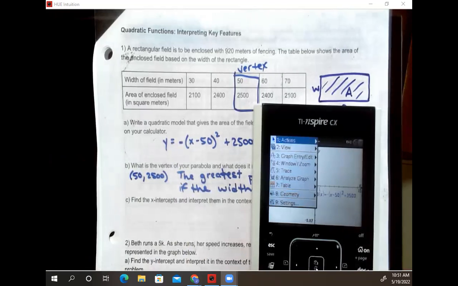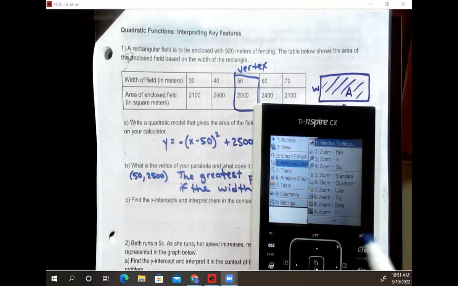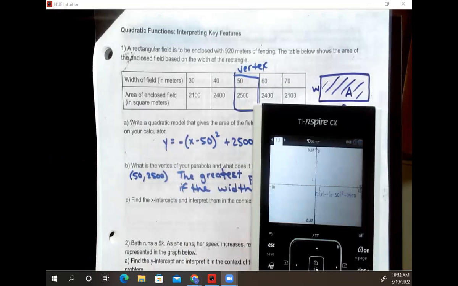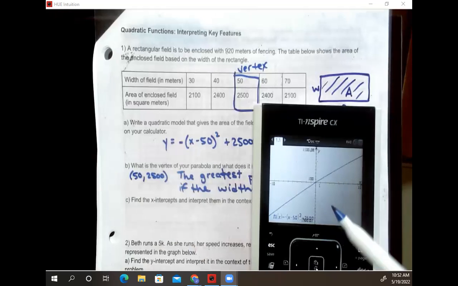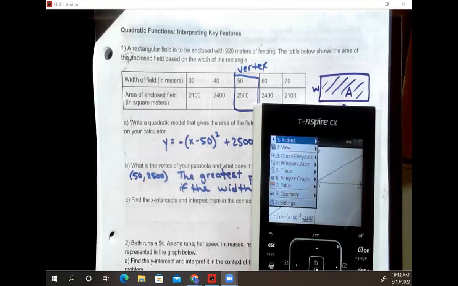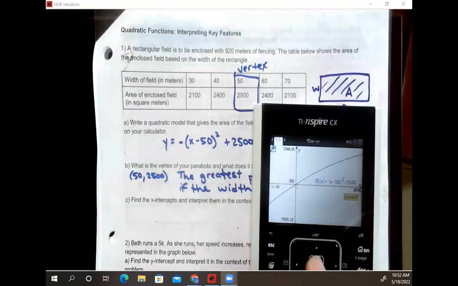So menu, window zoom, and I like zoom fit as a starting place because it scales my graph. Now in this case, zoom fit still isn't giving me the best picture. I can kind of sort of see how it's starting to curve a little bit, but I'm going to need to zoom out a little bit from here. So zoom out. I want the center of my graph to be here-ish. And one more should get us there.